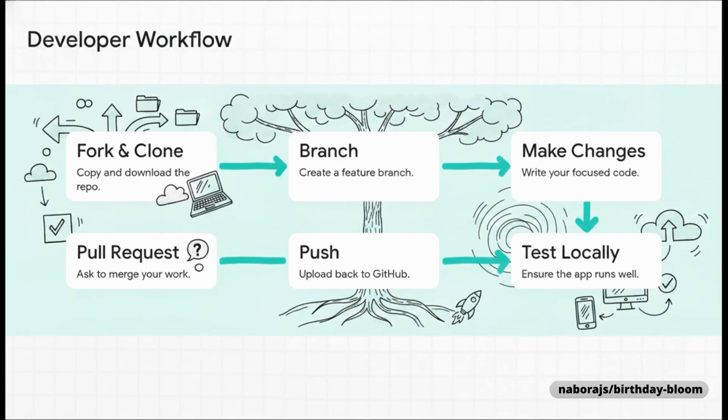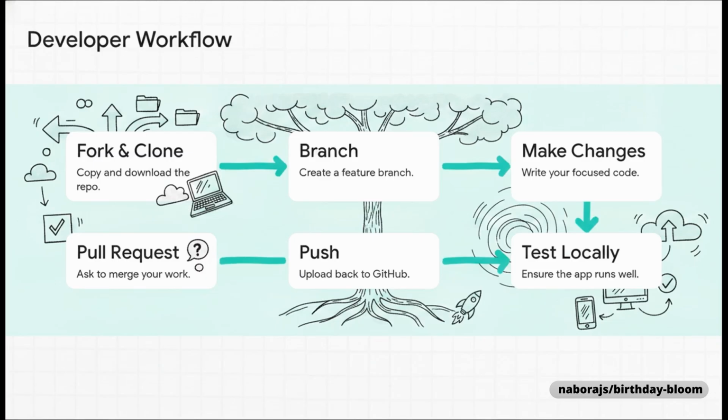Let's walk through the exact linear workflow. First up, you fork the repo on GitHub, then clone it down to your local computer. Next, you create your branch. Then you make your focused changes. After that, and this is super important, you must test your changes locally to ensure the app still runs perfectly. When you're happy with it, you write clear commit messages and push your branch back up to your fork on GitHub. The very last step is clicking Open a Pull Request.